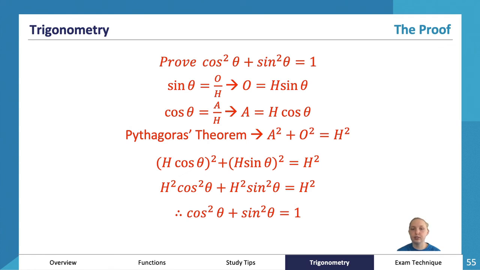Divide all of those things by h squared, and you end up with cos squared theta plus sine squared theta equals 1. So like I said, I think it's unlikely that you'd actually ever get asked to do this, but it's not too tricky of a proof to understand. So it is worthwhile knowing, and I think it also helps you with a general understanding of what's going on.